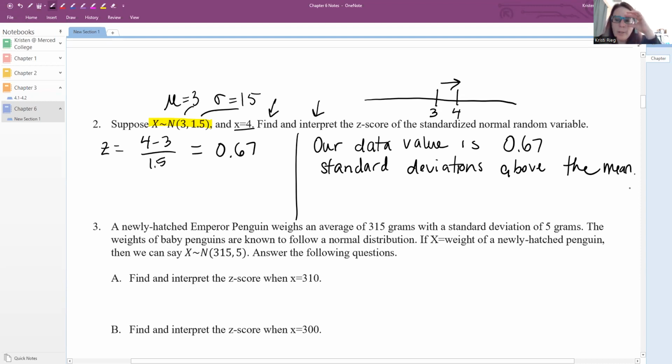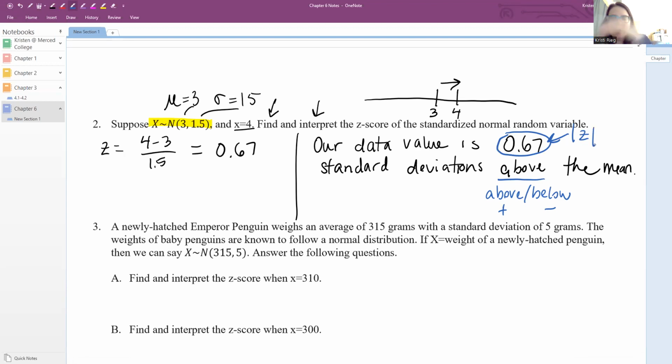Okay, so whenever you interpret, the sentences are going to be virtually the same. So let me highlight the important parts. This word right here, above, it's either going to be above or below. Above is when Z is positive, below is when Z is negative. So in this case, Z is positive, so it's above. This number is always going to be the absolute value of Z. So in other words, that number is always positive. It doesn't matter if the answer is positive or not, that number is positive. And then the above or below will take care of the sign.